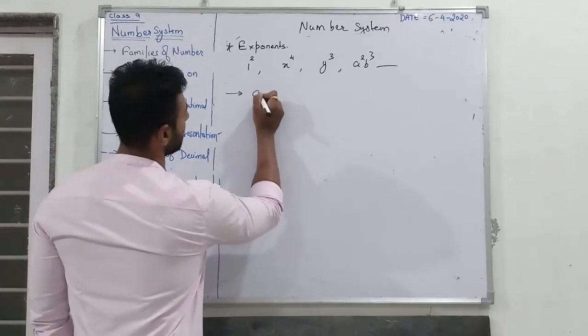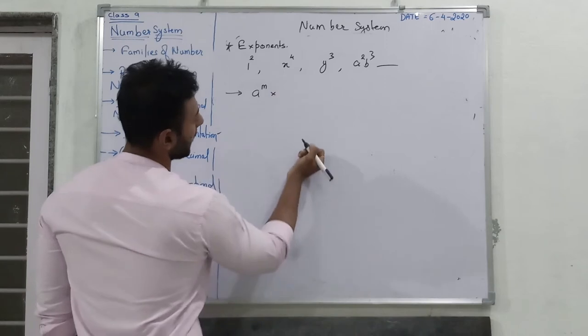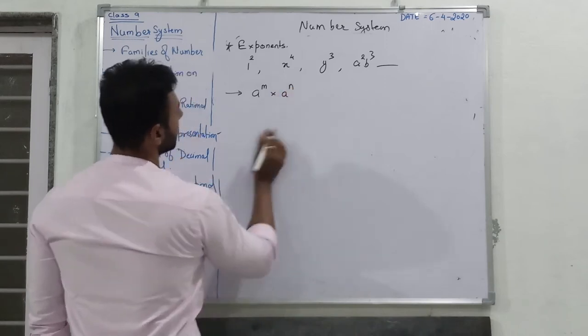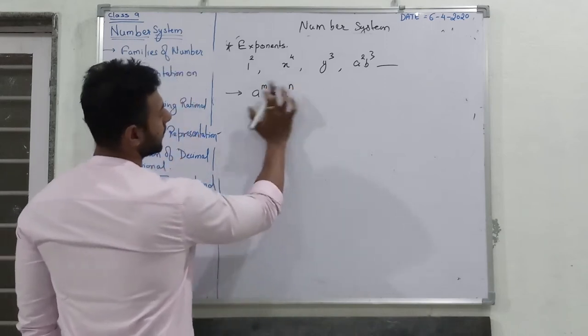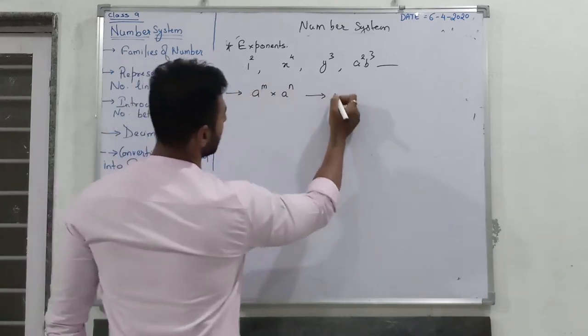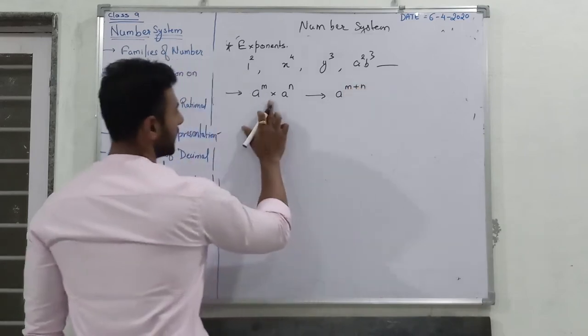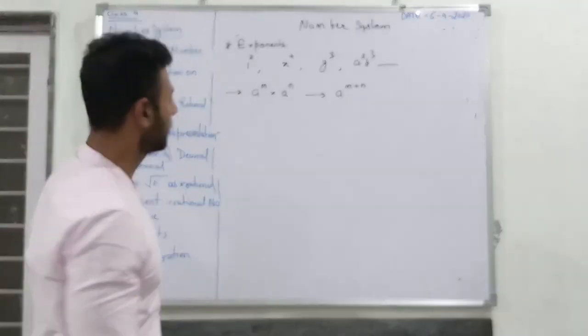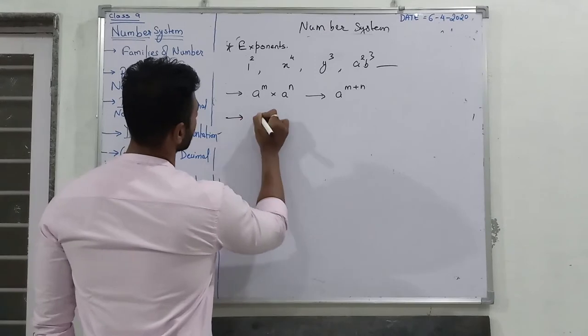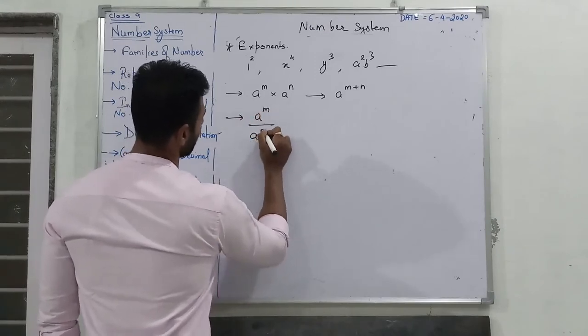If we are having the same base, means a to the power m, which is multiplied with a to the power n. Here the bases are the same and the exponents or the powers are different. So we can directly write it as a to the power m plus n when there is a multiplication sign in between them. Now next, a to the power m divided by a to the power n.